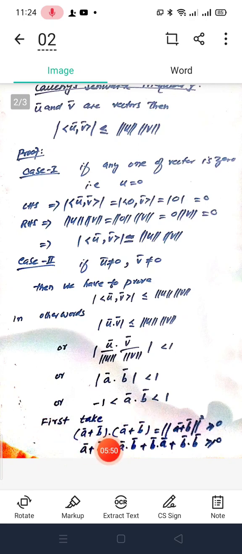This is known as the law of parallelogram.